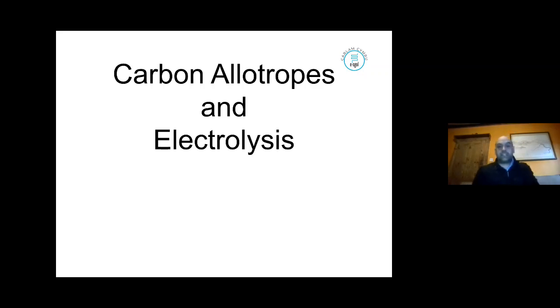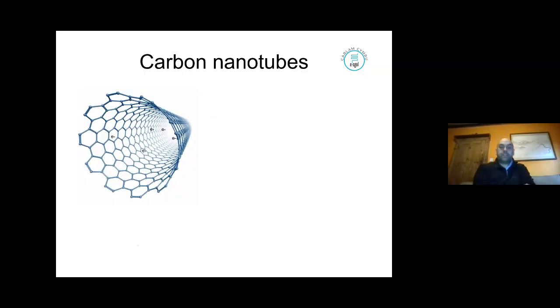So let's get started then. This is a nice, easy area to pick marks up in your exams. It just is knowing your facts. So we'll start off with carbon allotropes. Allotropes basically means different forms of the same element. And carbon has lots of allotropes.